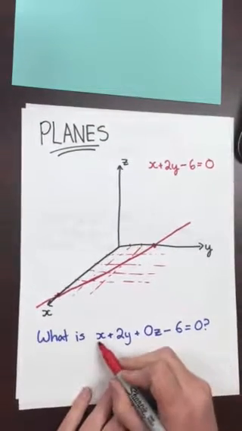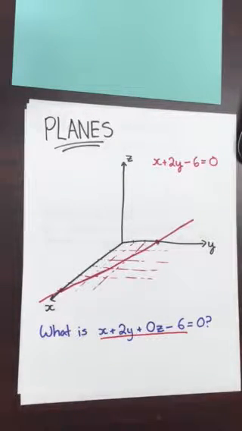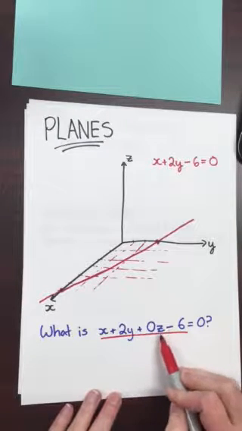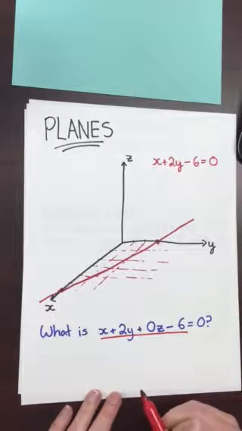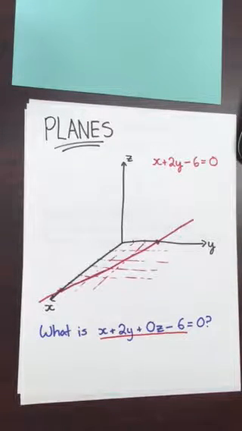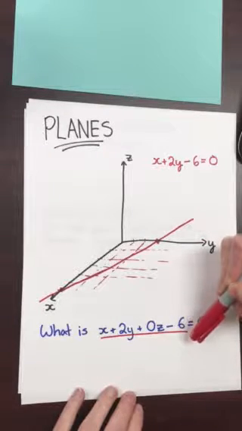What if I instead looked at this crazy looking thing here? It looks almost exactly the same as my line. x plus 2y plus 0z minus 6 equals 0. So why did I add in this 0z term? What I want to do with this is turn my line into a plane.